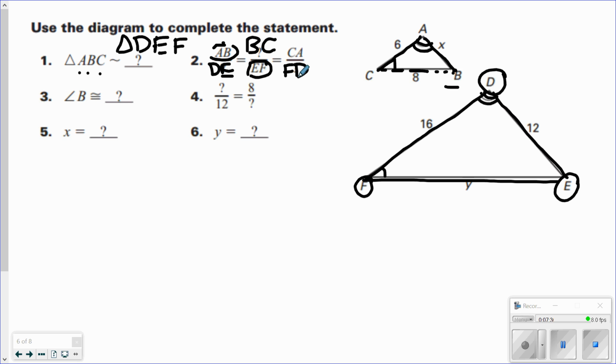Part 3, angle B is congruent to which angle? So angle B is right here, which means it corresponds to angle E.